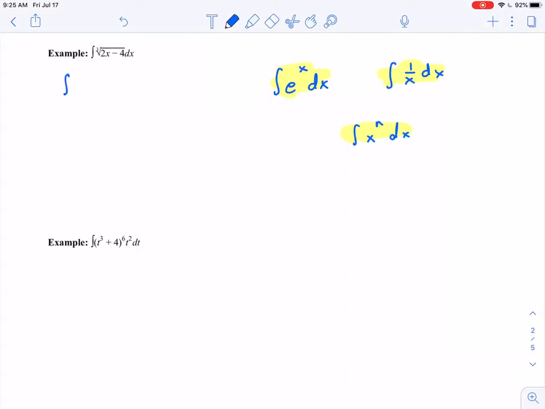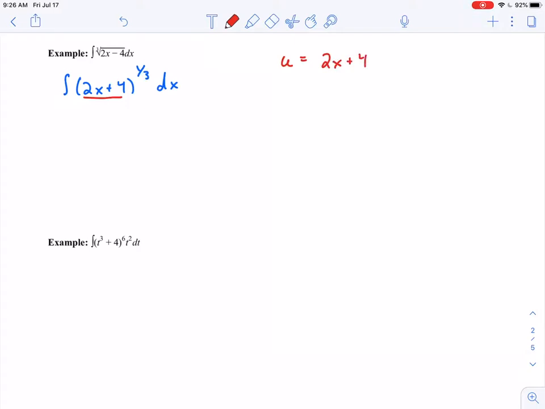So maybe you say, okay, well, let's try rewriting this as 2x plus 4 to the 1/3 power dx. The problem is you don't have x to the n, you have 2x plus 4 to the n. So that's kind of what tells me, hey, we have to use integration by substitution here because this one's going to be a little bit more complicated. So as soon as you identify that the inside part is not just x, it's actually this 2x plus 4, that is going to be your u. U is 2x plus 4.